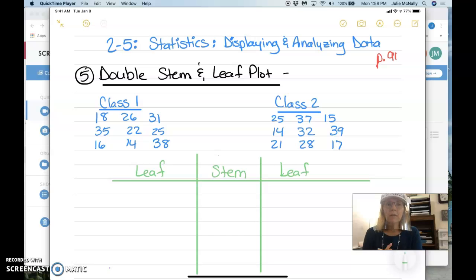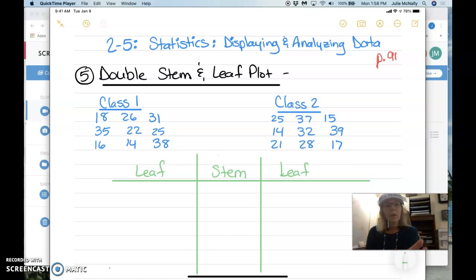The last thing is called a double stem and leaf plot. And it's when you have two sets of data. You can see here that we have class 1 and class 2. And we're going to say this is a quiz that was worth, let's say, 35 points. And some kids got extra credit, it looks like. So what I'm going to do for my stem, which is now in the middle, is have leaves on both sides because I have data set 1 and data set 2.